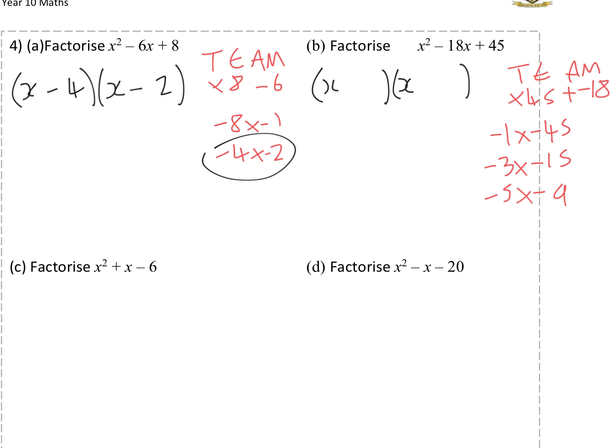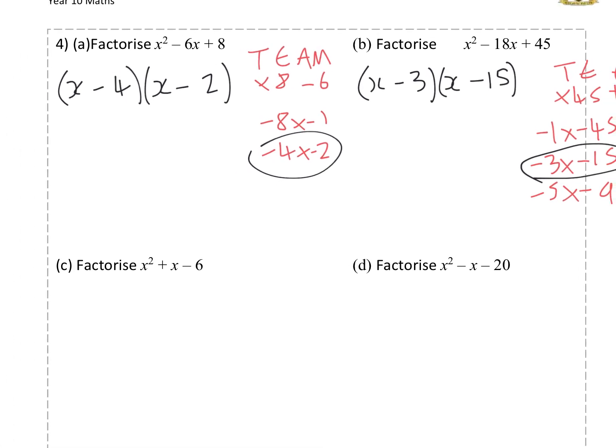6 doesn't fit in. 7 doesn't fit in. 8 doesn't fit in. And then when we get to 9, we're back to this side. So we've got all the combinations here. And which ones add to give minus 18? These ones here. Minus 3 and minus 15. So those numbers go into double brackets.